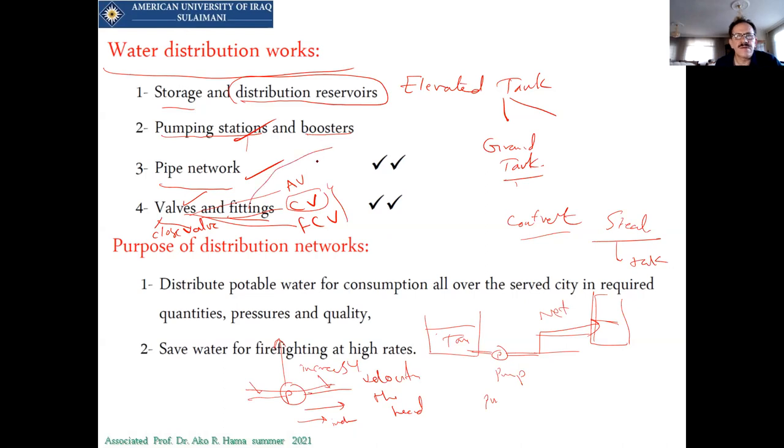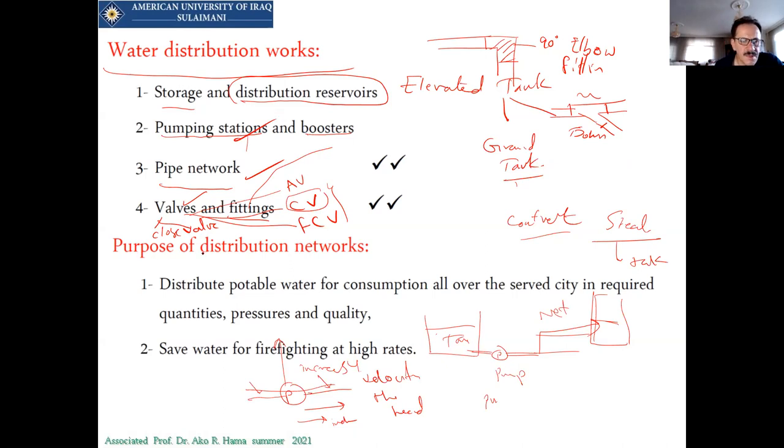The fittings are used when you are connecting between pipes. When we have a pipe like this and a pipe like this, what we need to connect is a 90 degree elbow. This is the elbow, a 90 degree elbow fitting. Sometimes we have a double Y fitting. This is a Y and this is a Y, so this is called a double Y. And we have a reducer, so we have different types of fittings. All these will be used in water distribution networks.